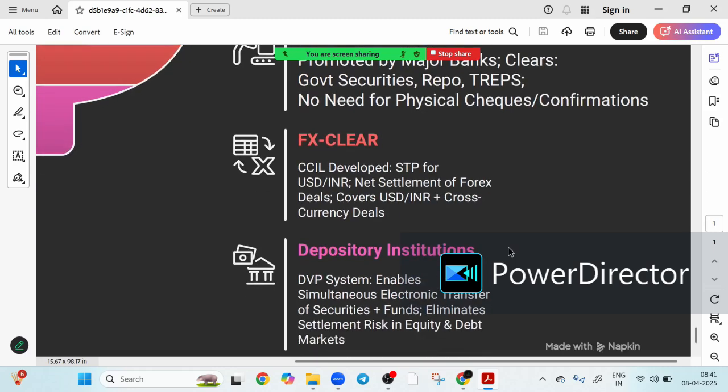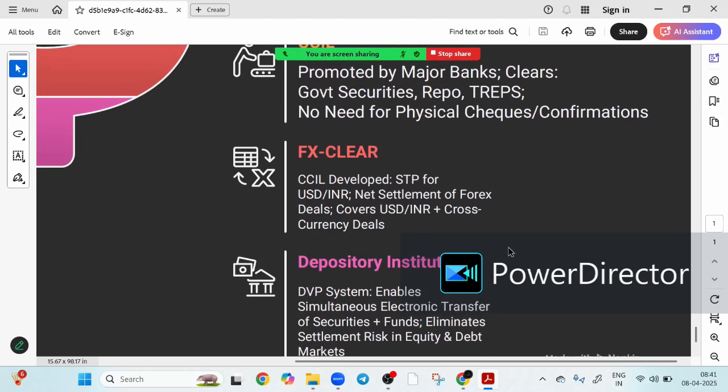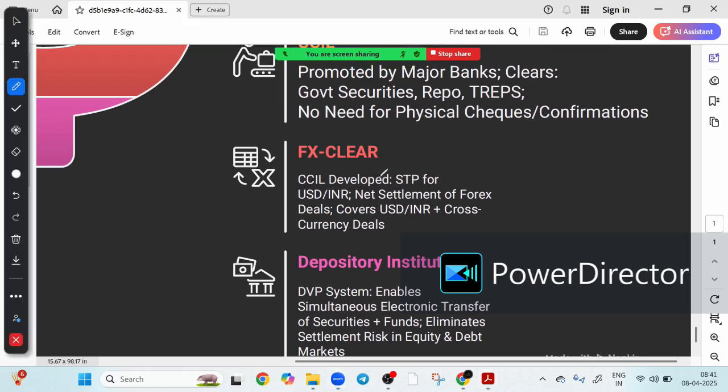Then comes FX Clear. FX Clear is a very important thing. Questions are asked every year. Remember it. FX stands for foreign exchange settlement, so we have FX Clear. It is a platform developed by CCIL, and it facilitates STP. What is STP? Straight Through Processing. Remember the full form, Straight Through Processing, right?